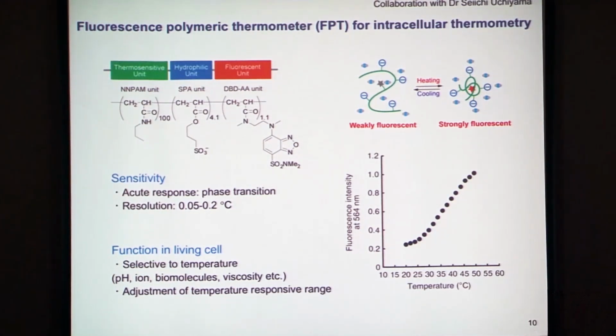In an earlier study, we investigated the sensitivity of the thermometer, and we can detect a difference of only 0.1 degree. We also examined the functional independency of the thermometer. Other chemical parameters such as pH, ionic strength, the concentration of a molecule, and viscosity do not affect the function of the thermometer.